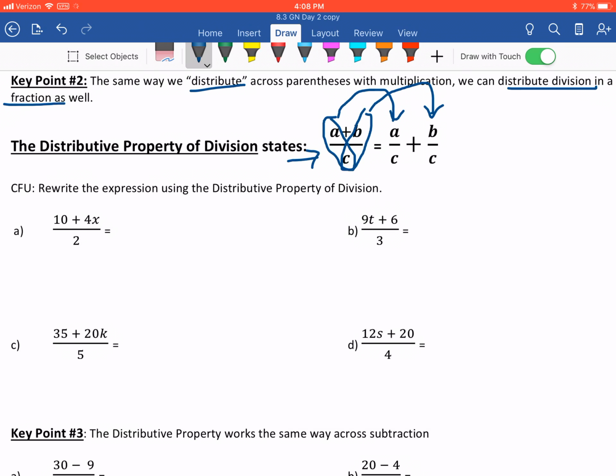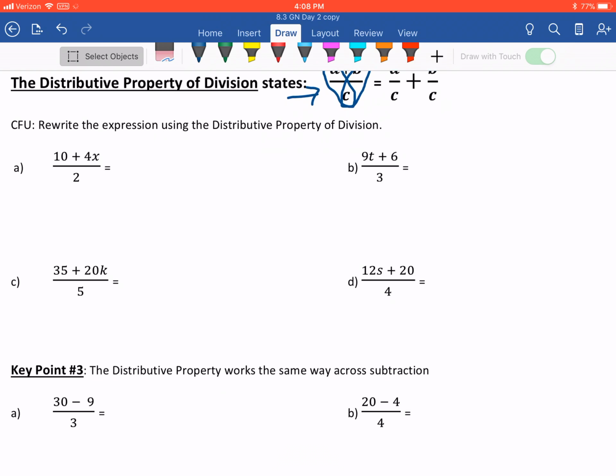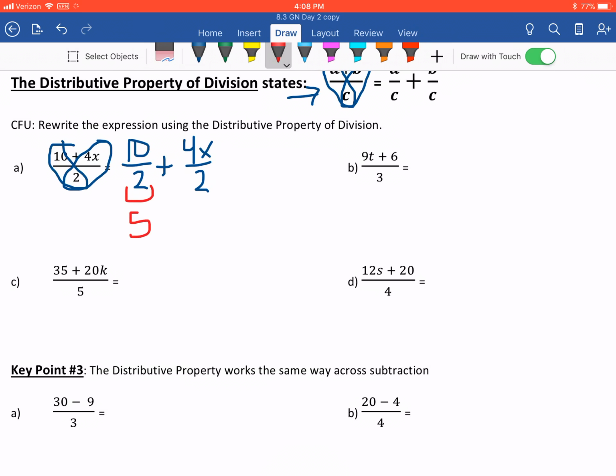So let's put this into some practice. Check for understanding. Write the expression using the distributive property of division. So we start out with 10 over 2 plus 4x over 2. Now we can actually simplify this. 10 divided by 2 makes 5 plus, and here this may be kind of tricky, like I don't know how to divide 4x by 2. You're basically just going to pretend like the x doesn't actually belong here yet, and you just do 4 divided by 2.